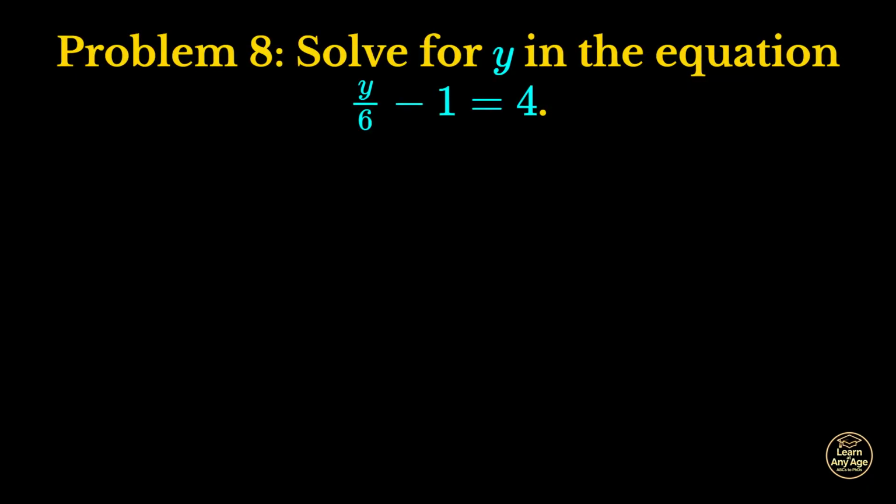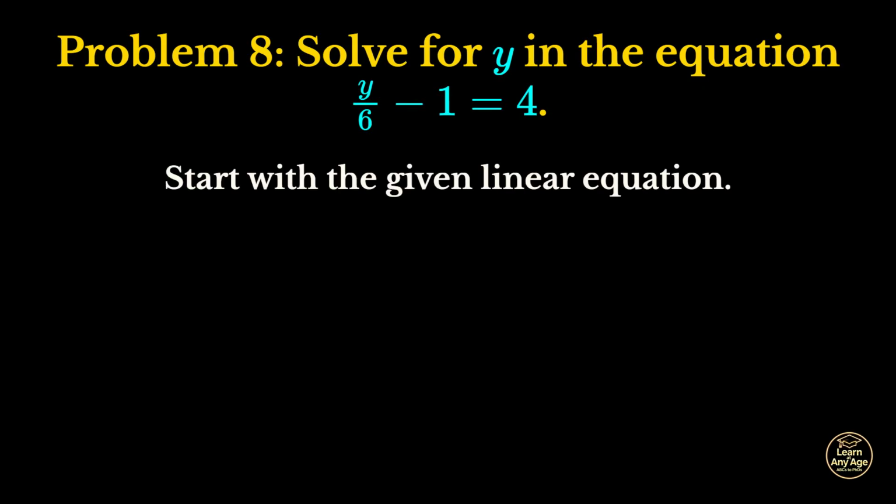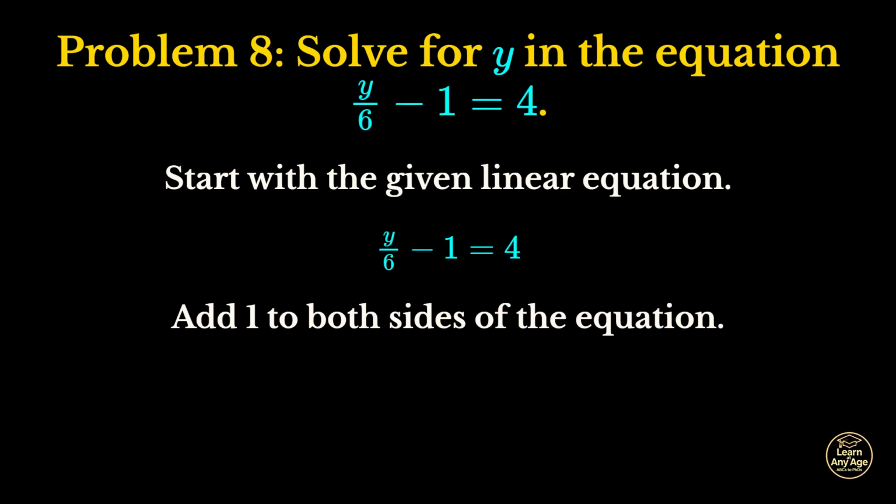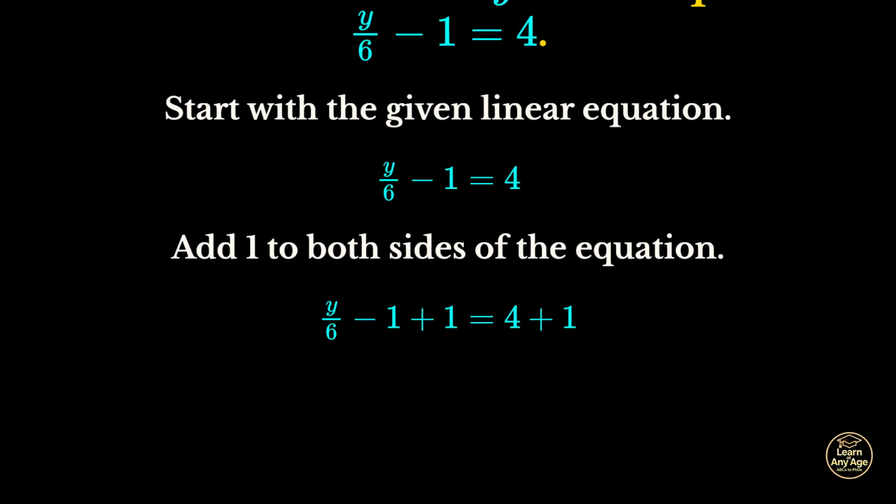Problem 8. Solve for y in the equation y over 6 minus 1 equals 4. Start with the given linear equation. y over 6 minus 1 equals 4. Add 1 to both sides of the equation. y over 6 minus 1 plus 1 equals 4 plus 1.